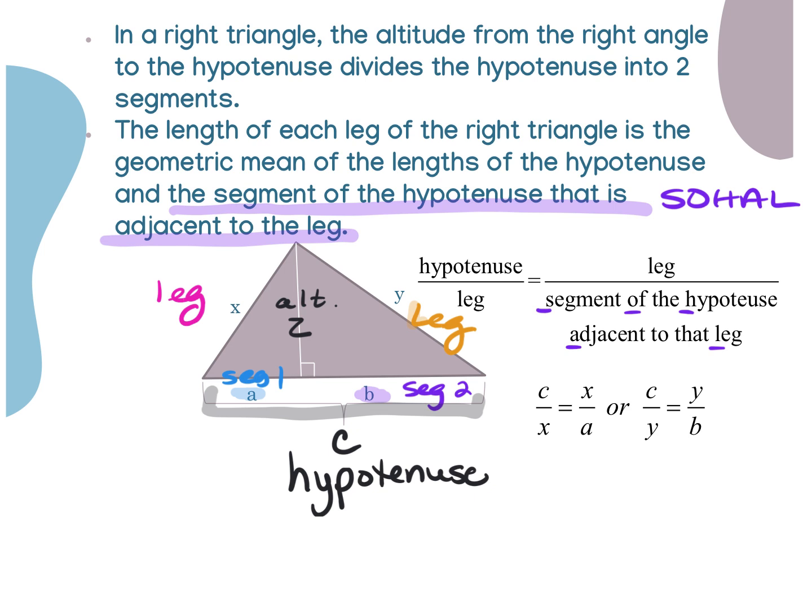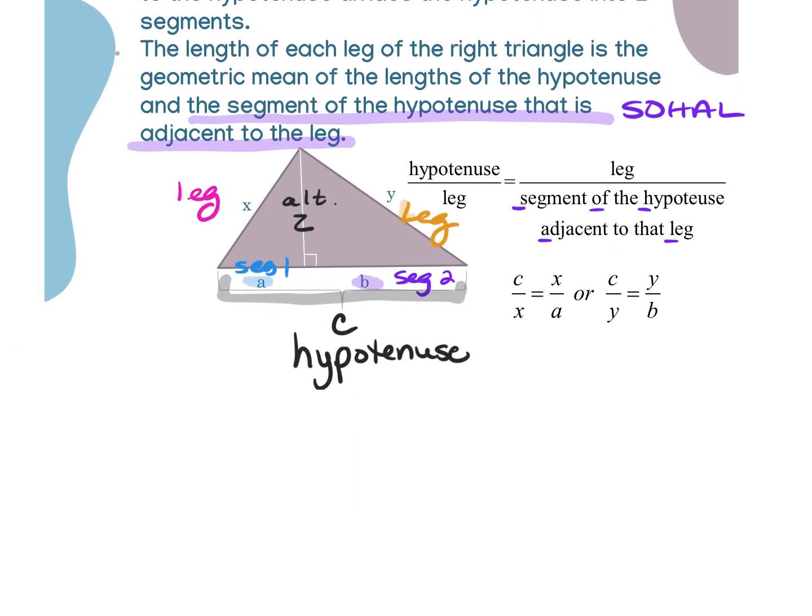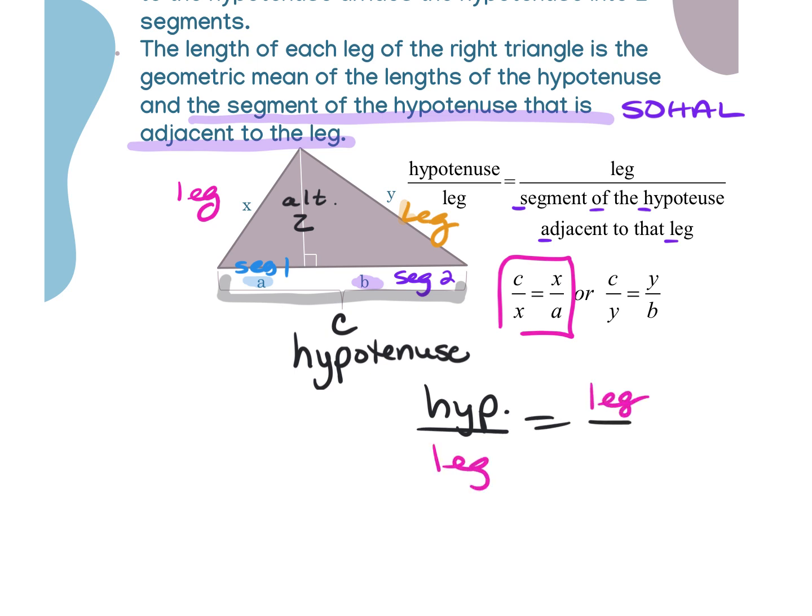Now I'm not using the altitude for this proportion, but sometimes you will. So for this first proportion that's listed here, the C over X, X over A, it's the hypotenuse over the pink leg, that's the X, and then the pink leg goes here, and then its SOHAL, the A, is going to be segment 1. So it's the piece of the hypotenuse that's right next to the leg.